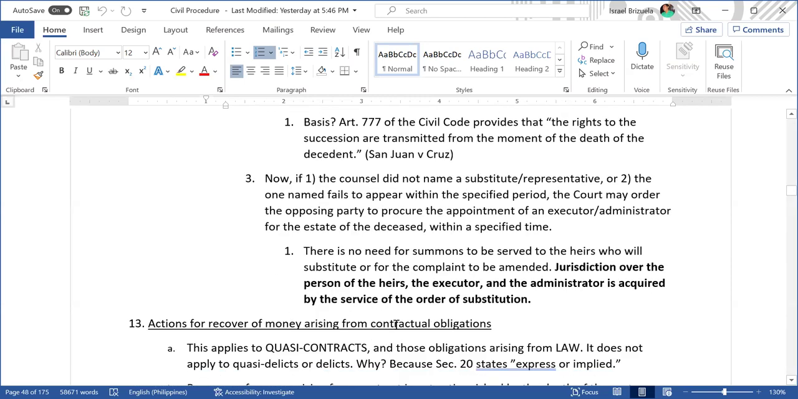Now, if the counsel did not name a substitute or representative, or the one named fails to appear within the specified period, the court may order the opposing party to procure the appointment of an executor or an administrator for the estate of the deceased within the specified time. There is no need for summons to be served to the heirs who will substitute for the complaint to be amended. Jurisdiction over the person of the heirs, the executor, and the administrator is acquired by the service of the order of substitution.